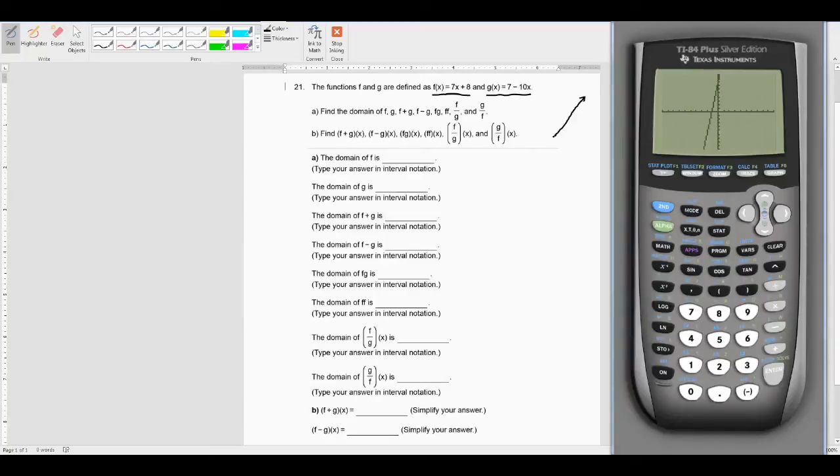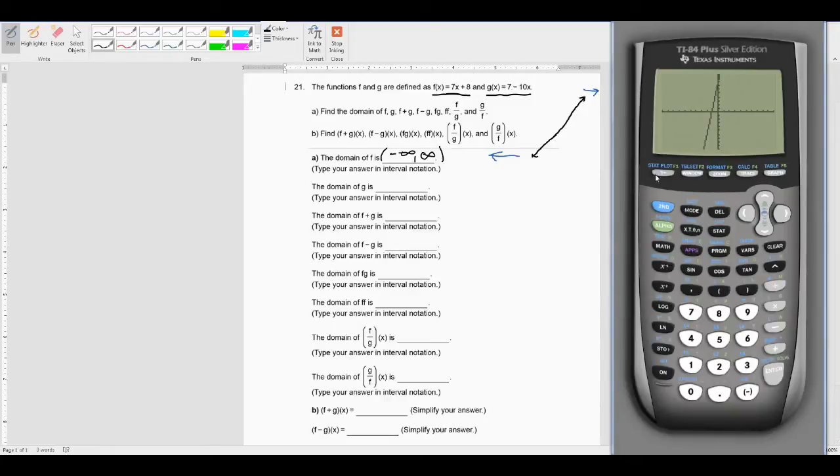It doesn't stop. It keeps going forever to the left. Forever and ever to the left. And it goes forever and ever to the right. It never stops. So what that means is the domain is negative infinity to positive infinity. Since infinity doesn't exist, we'll use parentheses around those.